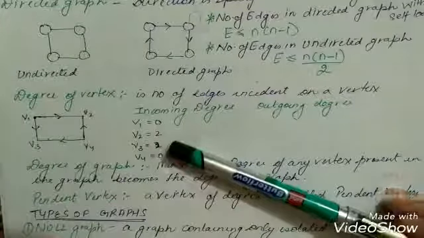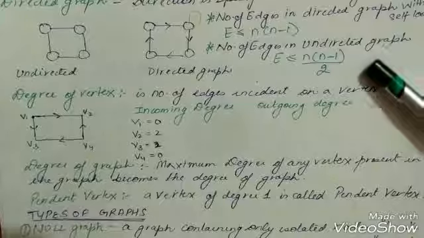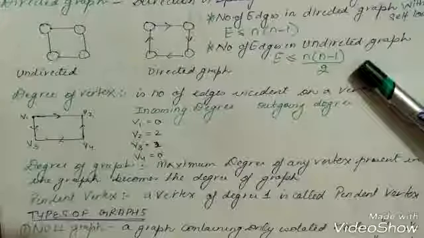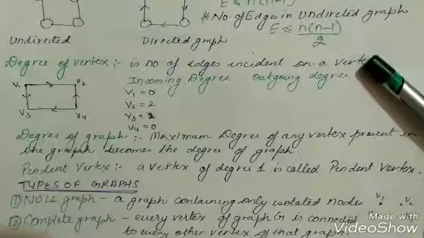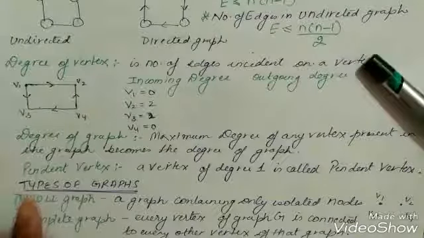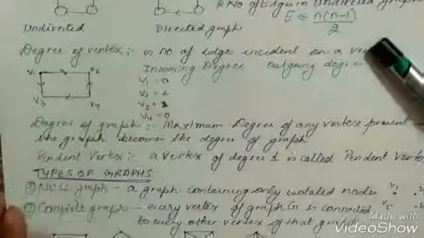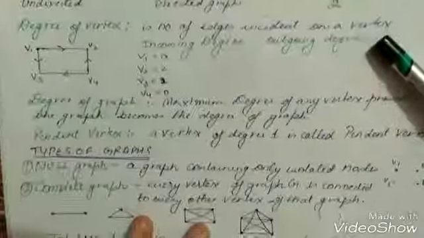So overall we can say that the degree of this graph is 2, right? And a pendant vertex is a vertex of degree 1, and those vertices are called pendant vertices. Fine. So next we have the types of graphs.